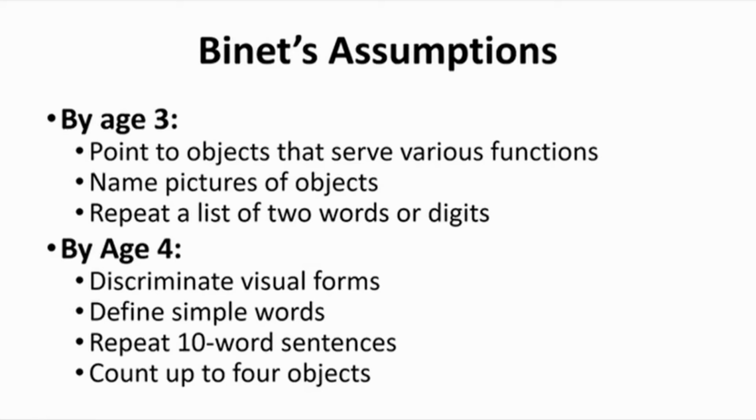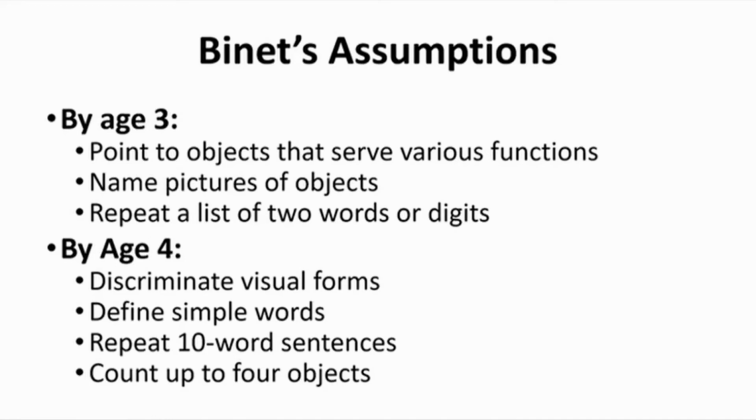So we can look at age 3 and 4 here. So by the age of 3, a child should be able to point to objects that serve various functions. So if they see a pair of shoes, they should be able to identify that those go on your feet. They should be able to name pictures of objects, things that they would use, like a chair. And they should be able to repeat a list of 2 words or digits. So if you're given dog and boy, they should be able to repeat that back. And then these abilities should be scaling up as the child gets older.